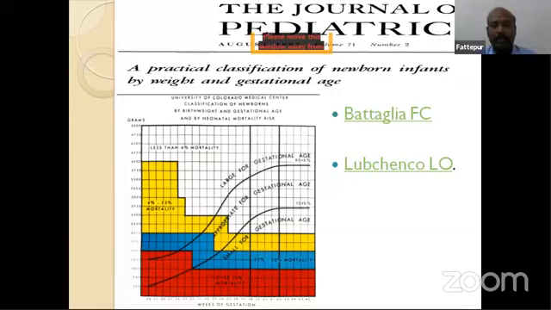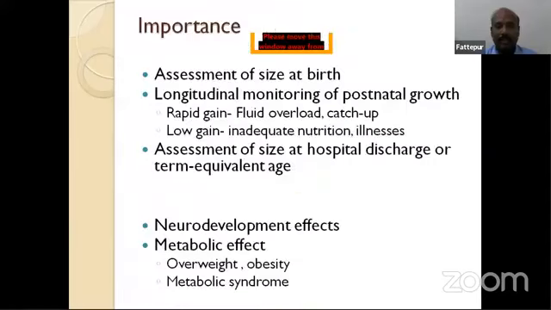So this was one of the first intrauterine growth charts or neonatal growth charts which was published and was widely accepted. Based on this, there were many studies also, and they found that when we follow these growth charts, the neonatal outcome and the long-term outcome, especially the neurodevelopmental outcome, was very much improved compared to the other charts.